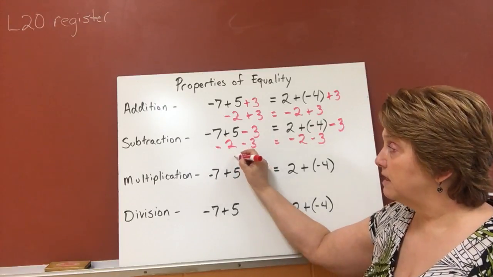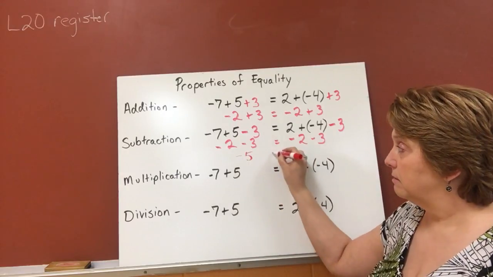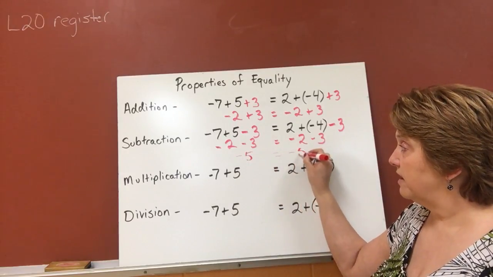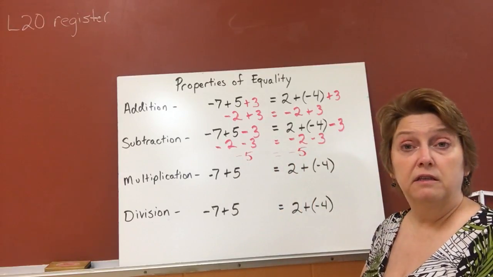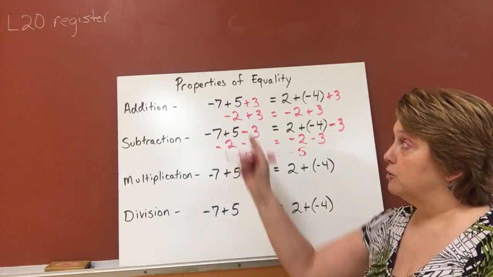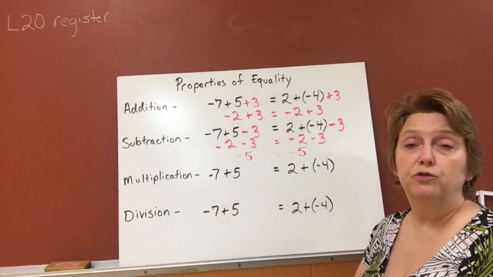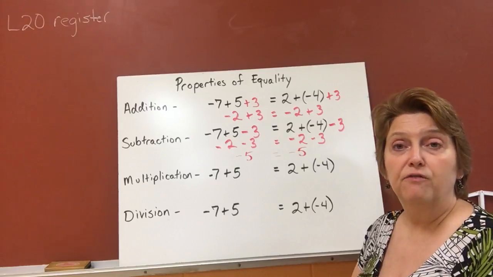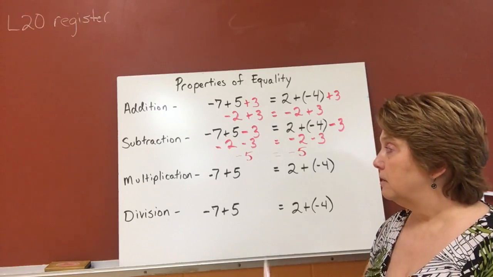-2 minus 3 is -5 equals -5. So both sides of the equation stay the same. The property of equality holds true when we subtract the same number from both sides of the equation.